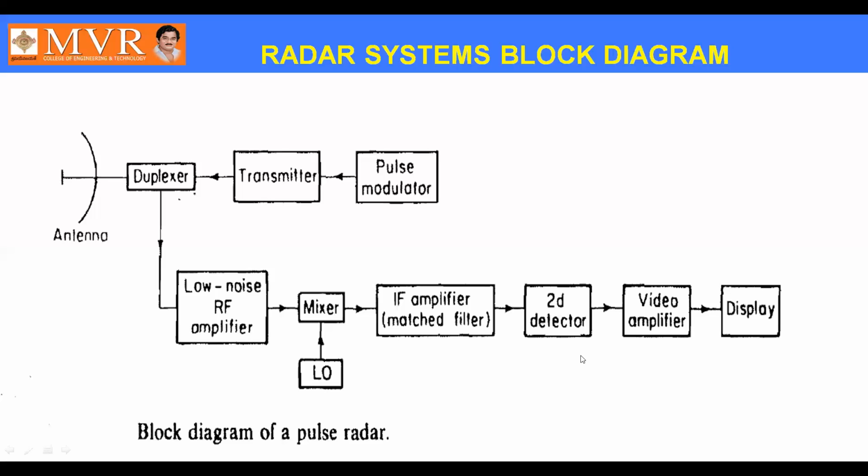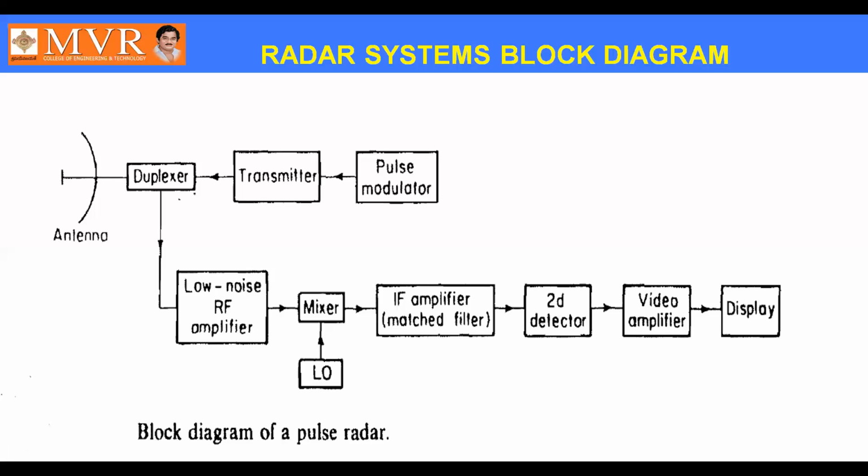The second detector is where demodulation takes place. As we have already said, the local oscillator acts as the carrier frequency, and that carrier frequency was modulated with the transmitted signal, which is demodulated here. And after that, it goes to the video amplifier. The signals need to be displayed on a CRT screen, so that is the reason it should be amplified, and after that it goes to the display.